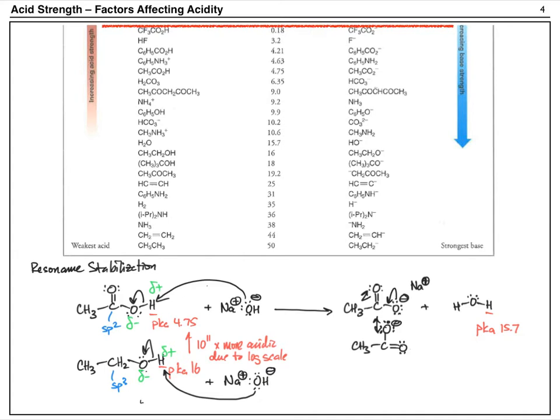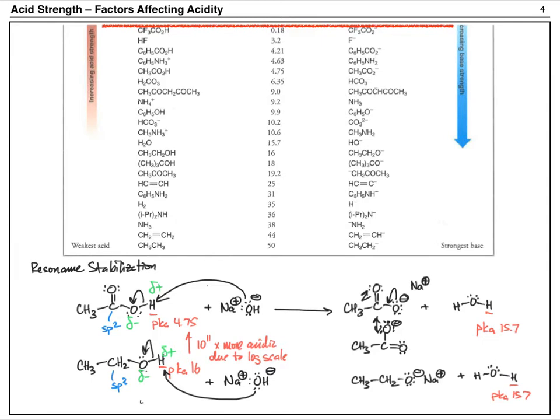Let's draw now the conjugate base in this case. CH3CH2O negative plus the cation balancing the charge. You're ending up now with the same conjugate acid of water, which we just saw above. That's pKa of 15.7.